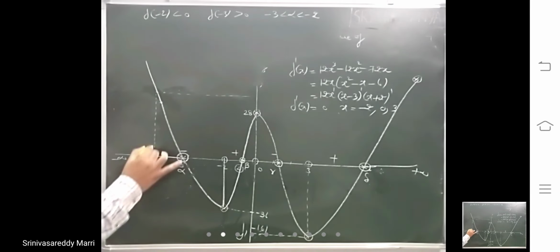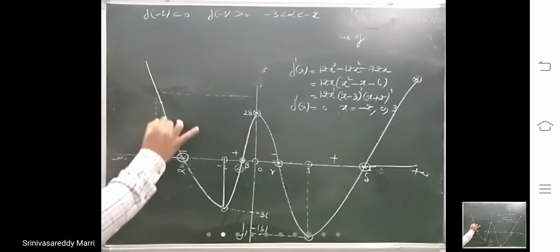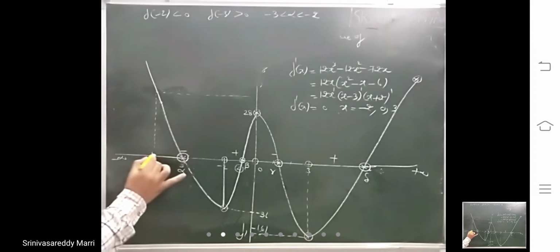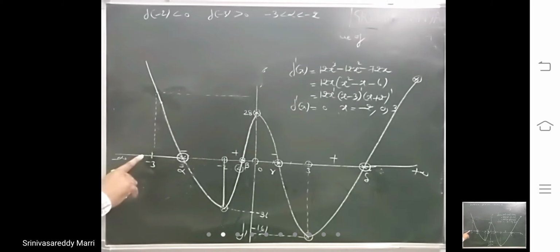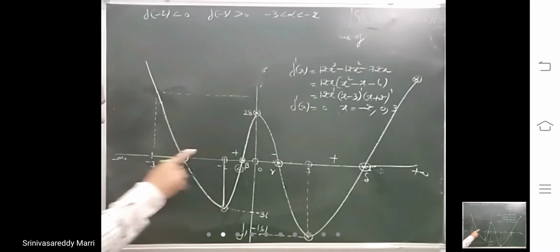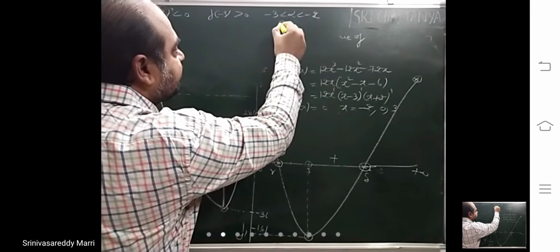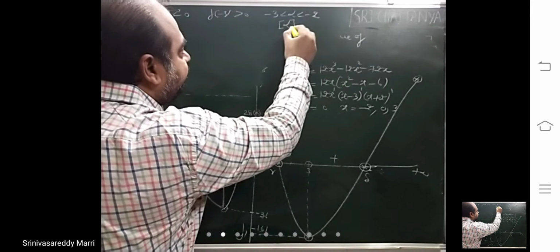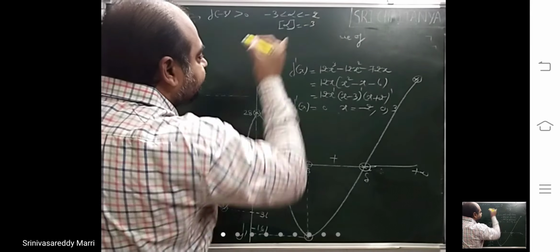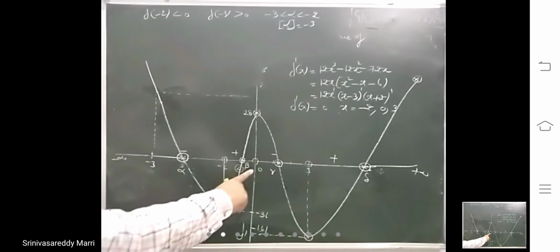Because f of minus 3 is positive and f of minus 2 is negative, the graph will definitely intersect between minus 3 and minus 2. Like that you have to find between which integers the root lies, such that one is positive and one is negative. Both must be of opposite signs. So if alpha lies between minus 3 and minus 2, the step of alpha is minus 3. So one root is placed. Next, the next root.